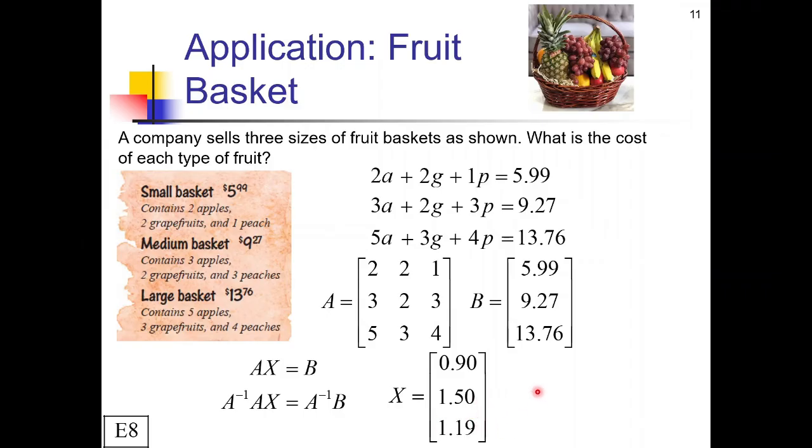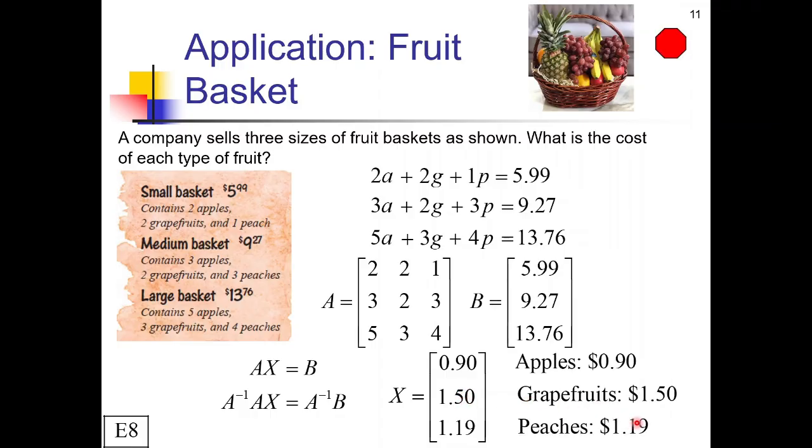So what this actually means for the real life context here is that A, that was our first one here, apples, that's 90 cents. Let's see, grapefruits are going to be $1.50, and then our peaches will be $1.19.